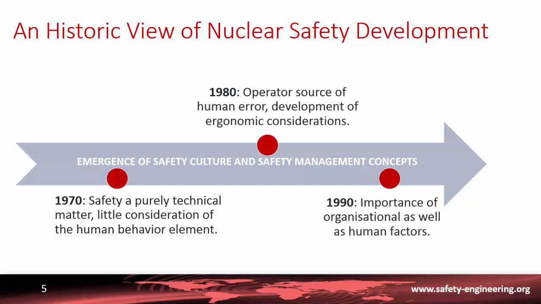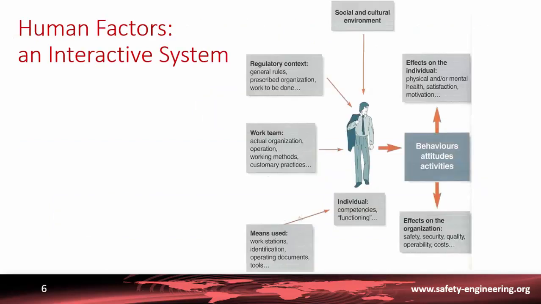And at first, there was some consideration of the human aspect of the operator, but the operator was seen more as a source of human error. And all the improvements made after Three Mile Island were essentially to try to avoid human error from the operator. So a lot of ergonomic considerations were introduced, and I mentioned some of them after Three Mile Island in previous parts. Another important evolution came from the Chernobyl accident, the importance of organizational as well as human factors. And that was the origin of the development of the safety culture concept that we will see now in more detail.